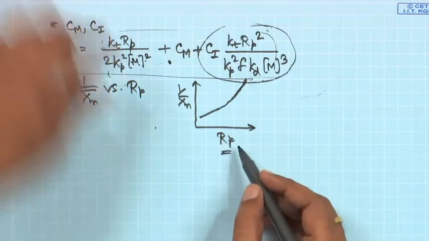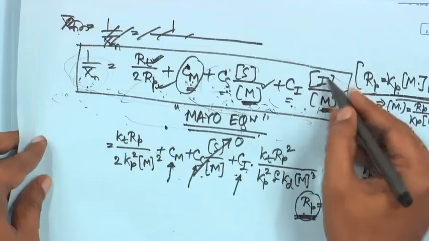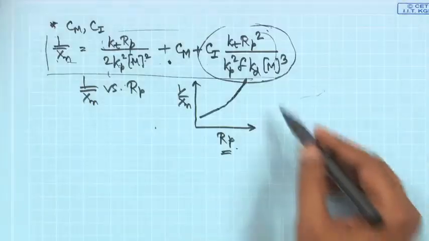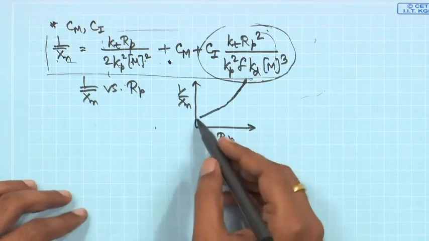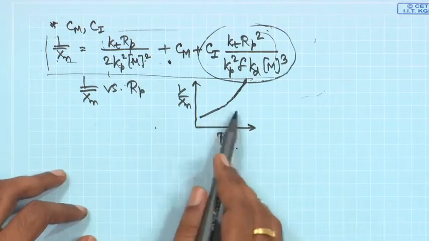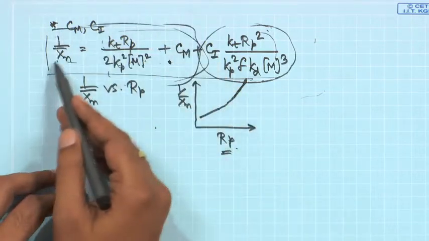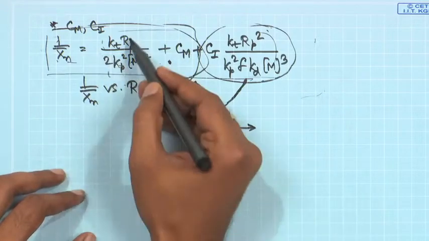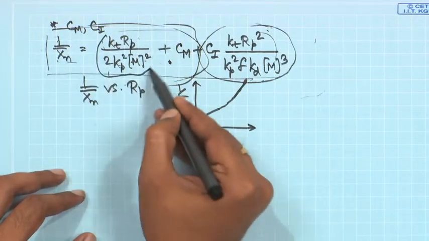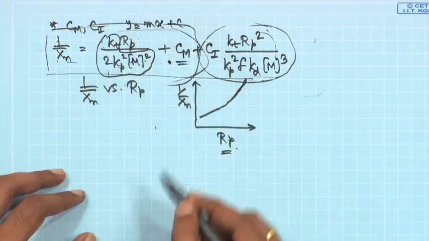Now, this 1 divided by xn bar as a function of Rp, if you are plotting at a high value of Rp or at a high value of I, this term becomes important, and then it deviates from linearity. So, if you look at this particular plot, the initial portion is linear. If you look at this part, it is nothing but y equals mx plus c. So, this is x, m is your slope, and this is your constant.